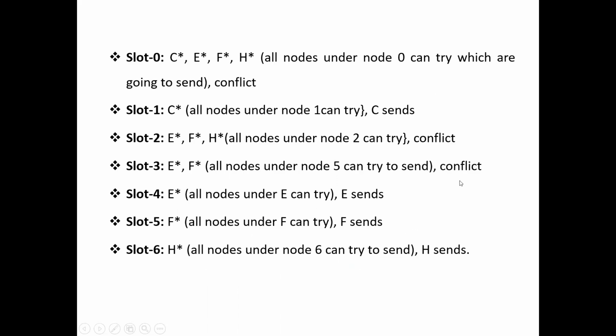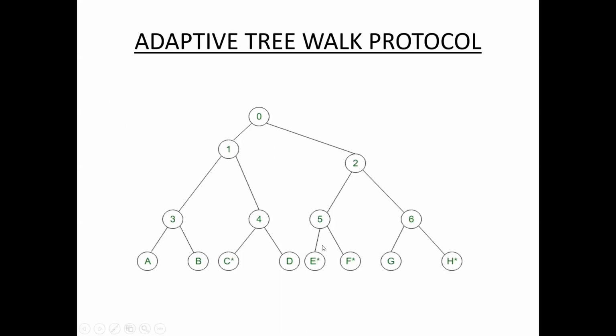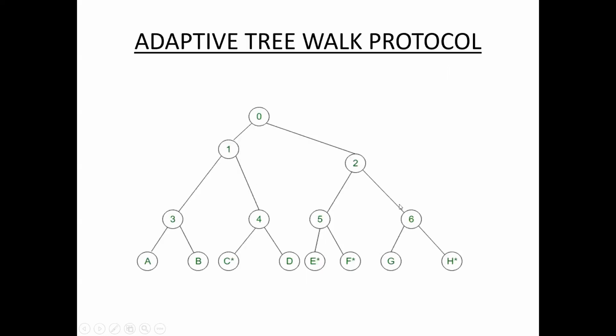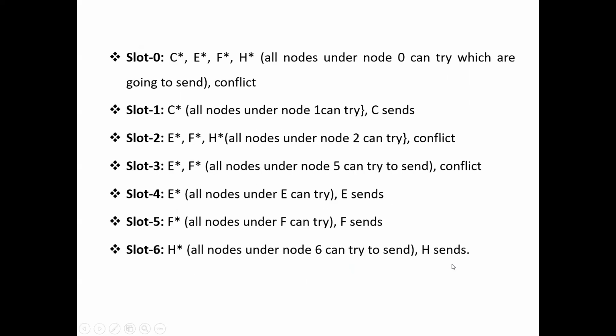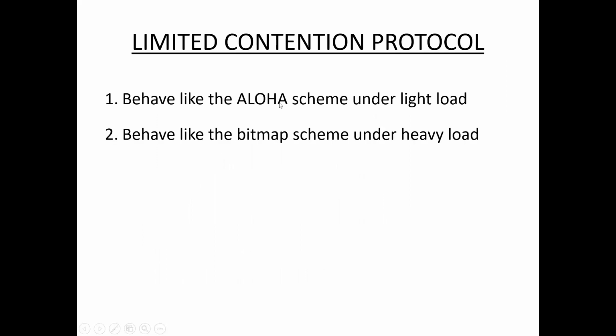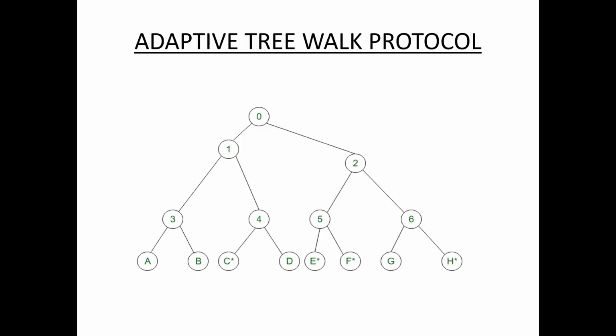Here E, F, two stations, so conflict. Conflict means once again E, F are divided into two parts, E and F, two slots, an E slot and an F slot. So slot 4, E sends and slot 5, F sends, and another part here, slot 6, that is H. Slot 6 has only H, so H sends. So this is about the adaptive tree walk protocol. If multiple stations have to send data, the tree is divided into subparts. So this is the limited contention protocol, and here the example is the adaptive tree walk protocol.